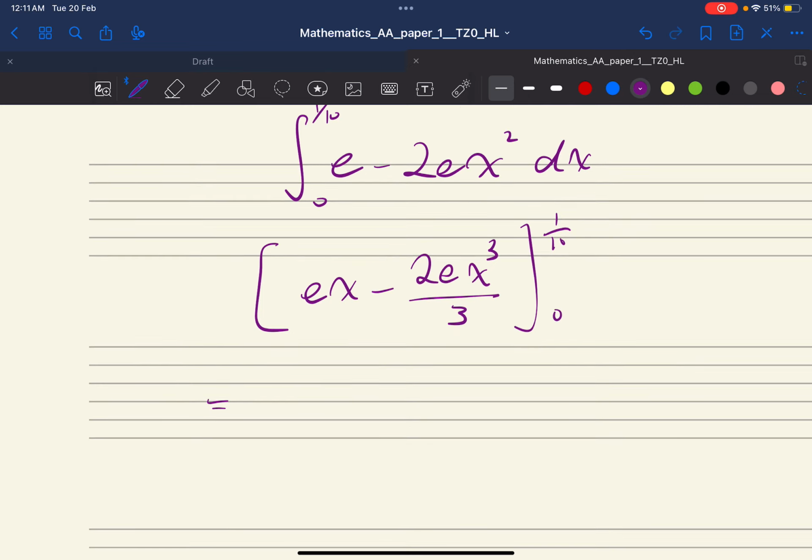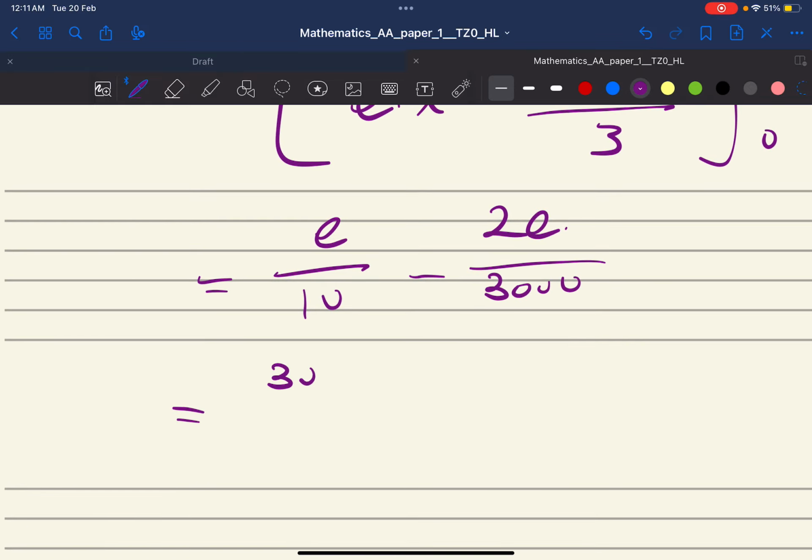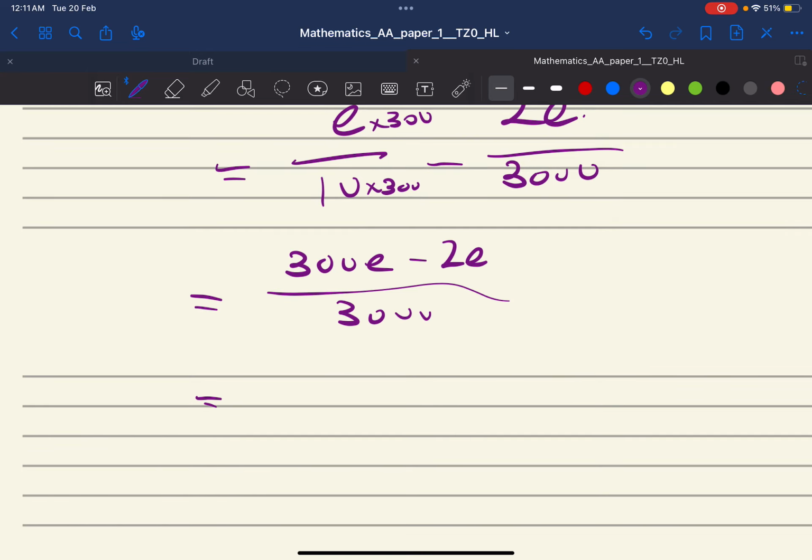And 0. So put it in, then we have e over 10 minus 2e over, so we plug in 1/10 x cubed, so 1,000. 1 over 1,000 times 3, so 3,000 here. Okay, and then we make them same denominator, so we have 300e minus 2e over 3,000. So what I've done here is just multiply this by 300 and multiply this by 300. Okay, not 3,000, sorry. Like this, okay? And then this will create, I think, 298e over 3,000.